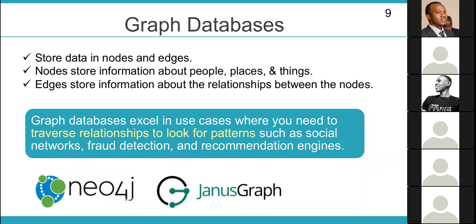Now this type of NoSQL database is suitable for cases where you need to traverse relationships to look for patterns, such as social networks or fraud detection and recommendation engines. And some of the examples here are Neo4j and Amazon Neptune.